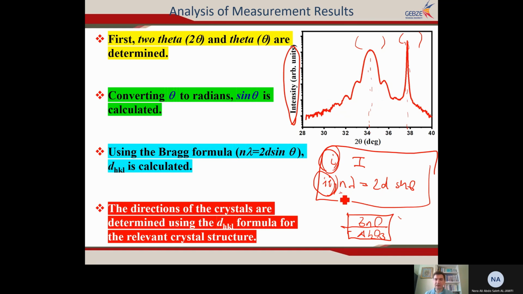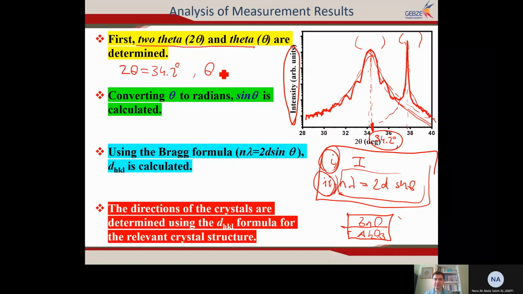Let me start with this one. First of all, you have to determine 2 theta and theta. Here I'm dealing with this peak, let's say. Actually, here we have a superposition of these two peaks, and I am dealing with this one at the beginning. So what is the maximum point here? The position of the maximum point, let's say 34.2 degrees. This is the 2 theta. So 2 theta is 34.2 degrees, and then theta is half of it.